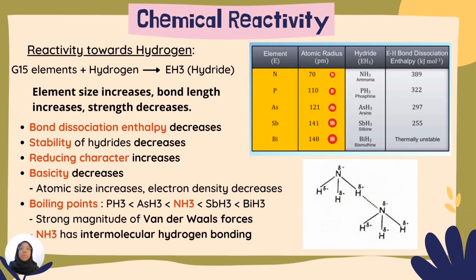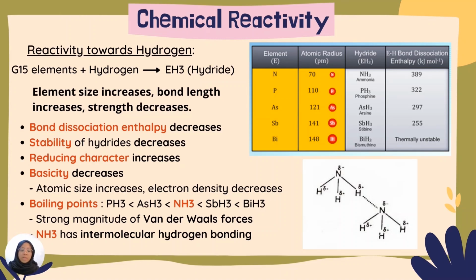Now I'm going to explain about the chemical reactivity of group 15 elements towards hydrogen, oxygen, halogens, and also metals. Let us start with reactivity towards hydrogen. When group 15 elements react with hydrogen, they form hydrides. This is the list of the hydrides formed by group 15 elements with hydrogen. So let's see the properties of these hydrides.